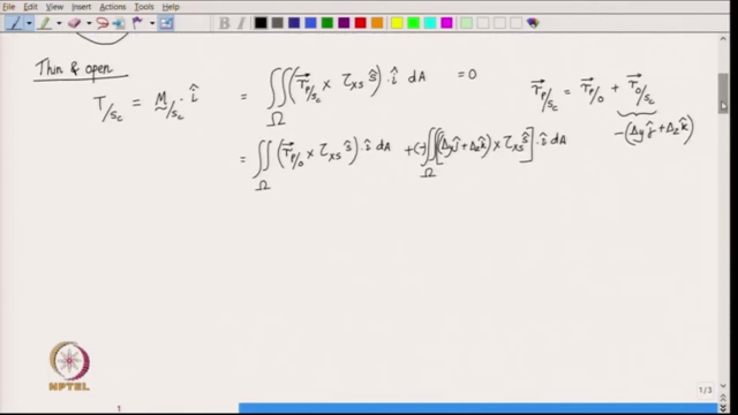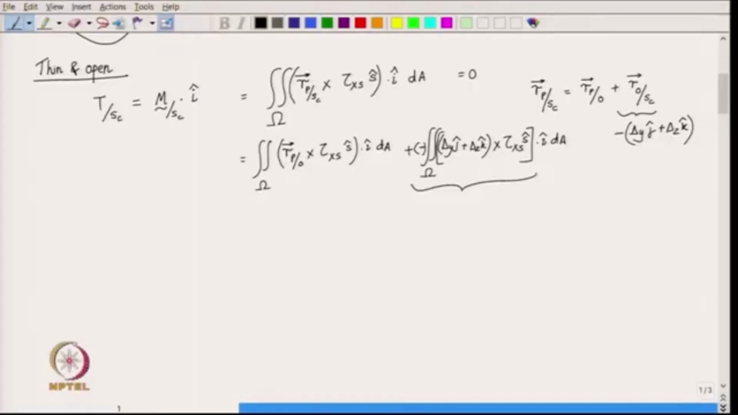Notice that delta y and delta z, the location of the shear center, is a unique quantity. So, it can be taken out of the integral, is not it? So, this thing here becomes minus delta y of j plus delta z of k cross product integration of the shear stress dA, and then you dot the whole thing with unit vector I.